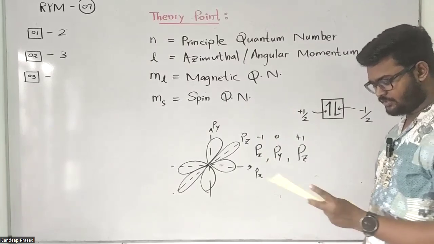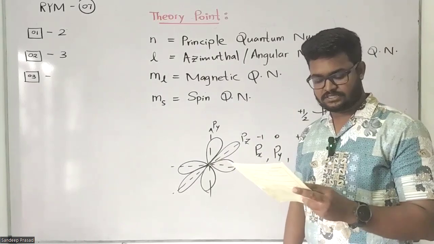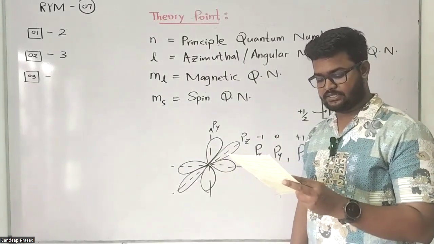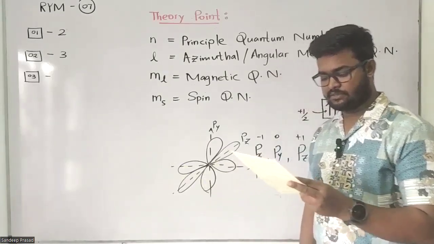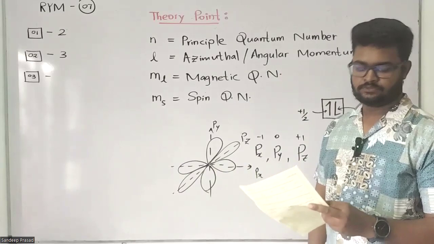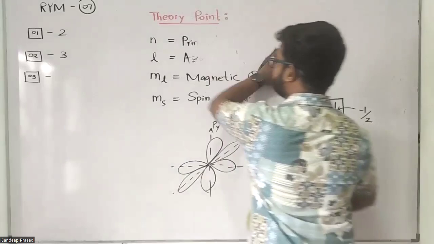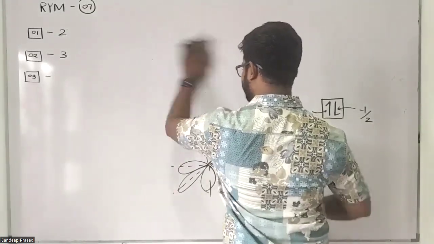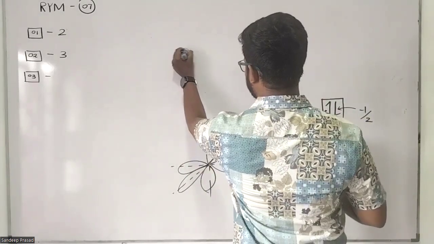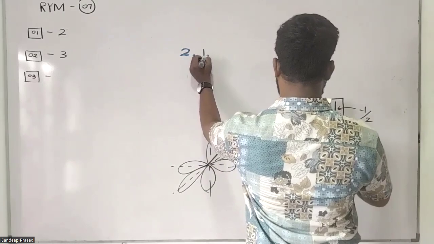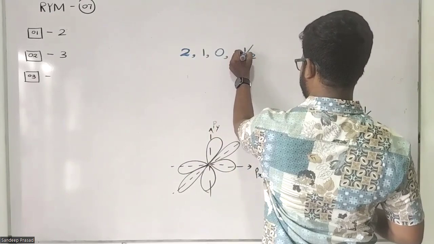Now let's go for the question. The set of quantum numbers 2, 1, 0, +1/2 represents a 1s electron, 2s electron, 2p electron, 3s electron, or 3s electron. What do you think? So this is the quantum number set they have given. If they have given you a quantum number set, you should be able to identify what the corresponding energy levels are.